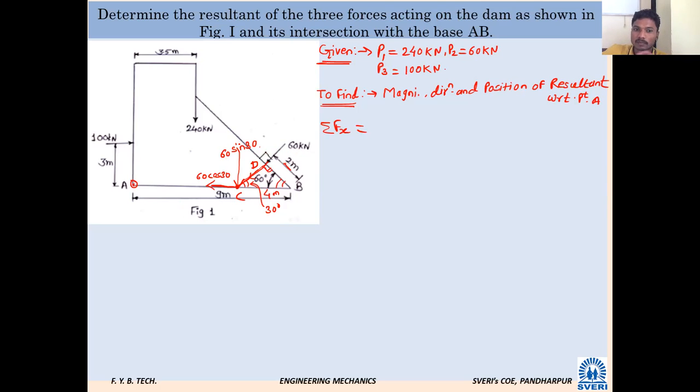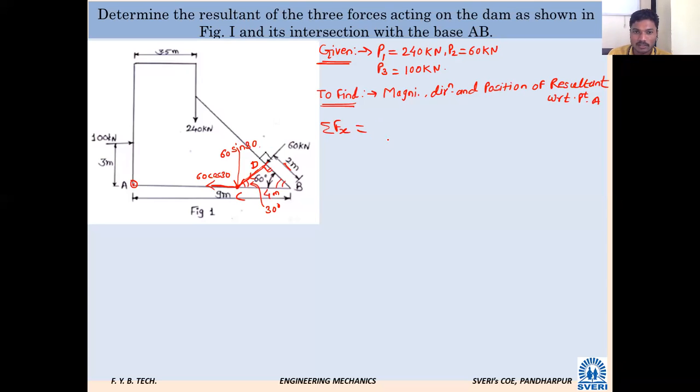Your problem is over. If you are able to apply this much logic, your problem is over. Actually, I was expecting that you should extend that 60 kilonewton force till it intersects AB. Then it is very easy. We will get a 30, 60, 90 triangle and get the distances, since we know the property of 30, 60, 90. Now the problem is very easy. You can solve it now.